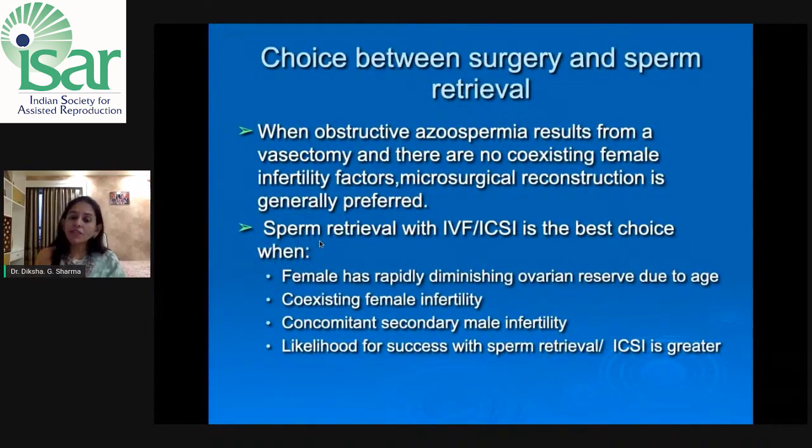So, how do you decide whether we should go for a surgical sperm retrieval and ICSI directly or go for a surgery? When the etiology is a vasectomy or there are no coexisting female factors, then microsurgical reconstruction is preferred. While sperm retrieval with ICSI is a better choice when the female has an advanced age or a diminished ovarian reserve, when there's a coexisting female infertility, when there's concomitant secondary male infertility, that is, there are other factors in the male, or when the likelihood for success with sperm retrieval or ICSI is greater.